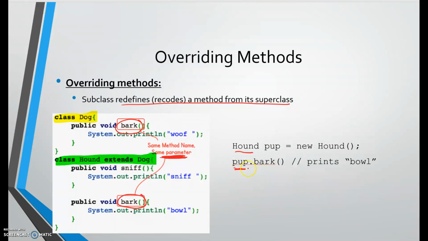Since pup is a hound, Java will look in the hound code. So Java looks in the hound code. Is this the bark method? No. Is this the bark method? Yes. And it's going to go ahead and execute this code. I don't really know why a hound would say bull, but that's irrelevant. That's exactly what's going to happen here. Okay.